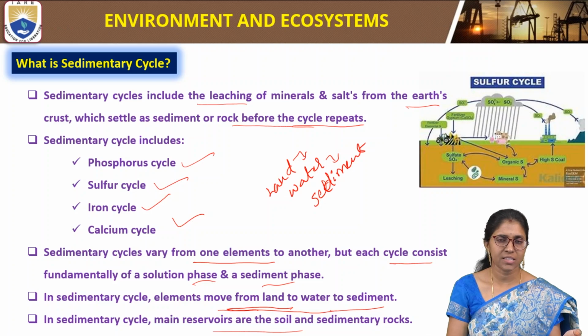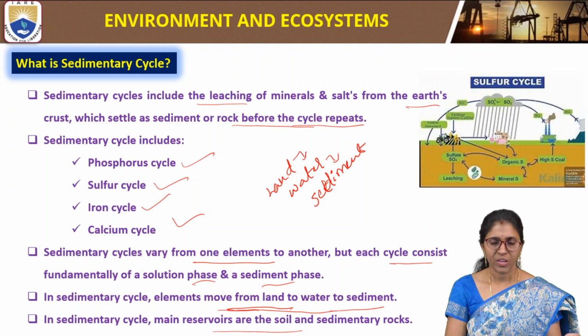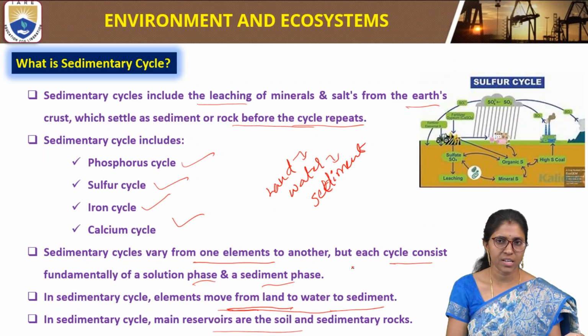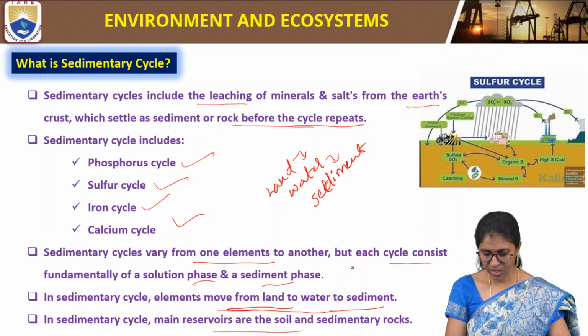The sedimentary cycle is the movement of different elements like phosphorus, sulfur, iron and calcium. This includes four types of cycles: the phosphorus, sulfur, iron and calcium cycles. In these sedimentary cycles, each cycle consists of two phases: the solution phase and the sediment phase.